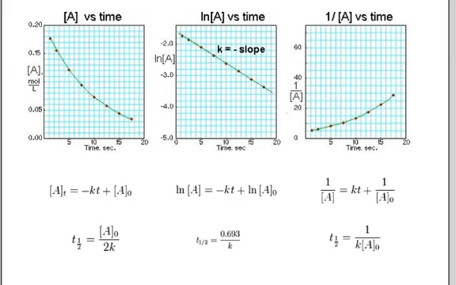Finally, if it's the last one, and this is a straight line, then I'm going to have a y equals mx plus b that looks like this. This would be my y, 1 over A. This would be my x, time, plus this would be my b, which is 1 over the original amount. Once again, this would be a positive slope, so it wouldn't be negative k, it would just be k, my rate constant. And the half-life for second order would be 1 over k times A original.